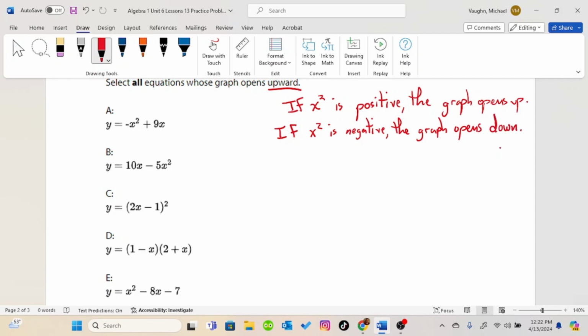So now we're going to look at these. This A has a negative x squared. So it opens downward. B has a negative 5x squared. This opens downward.